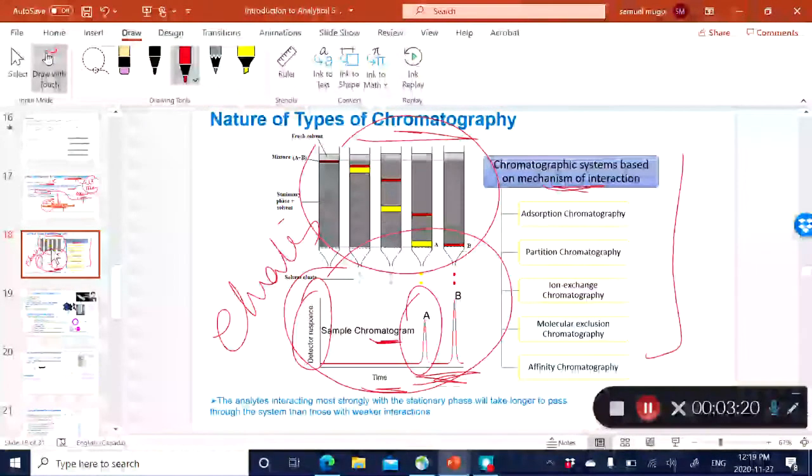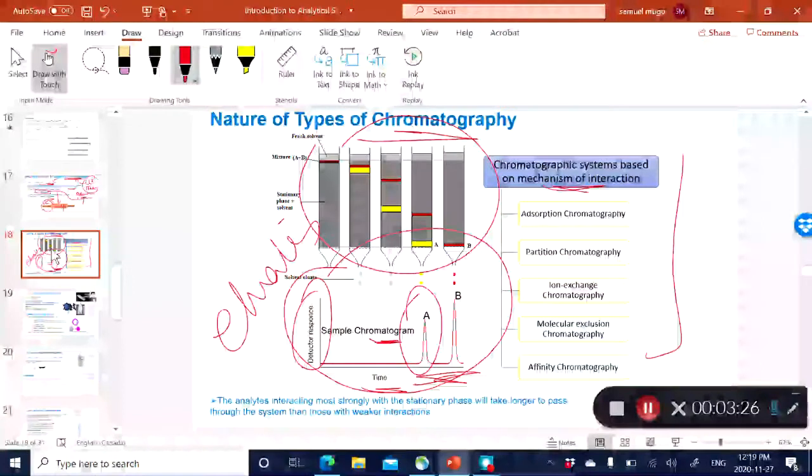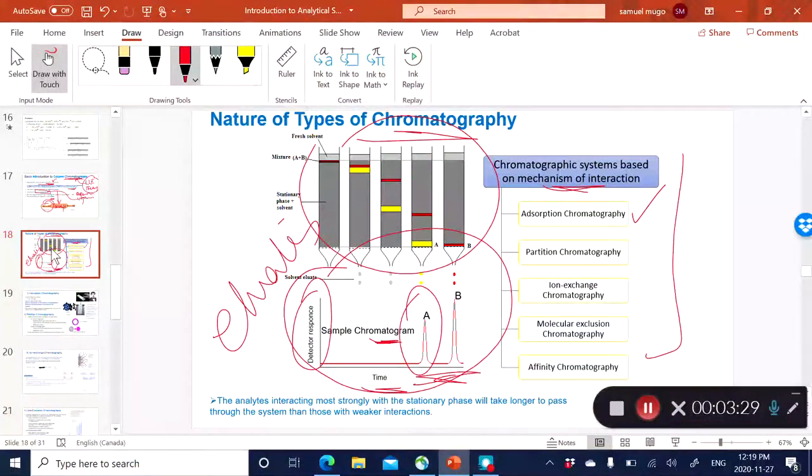So there are 5 different types of chromatography based on that interaction chemistry inside the column. This is what you refer to as adsorption chromatography, which is the most traditional; partition chromatography; ion exchange chromatography; size exclusion chromatography; and affinity chromatography, which is often the basis for protein separation.